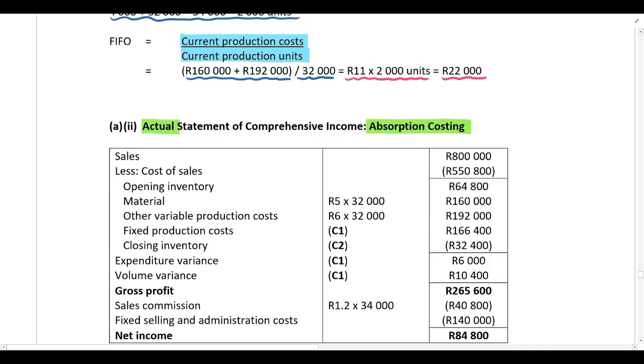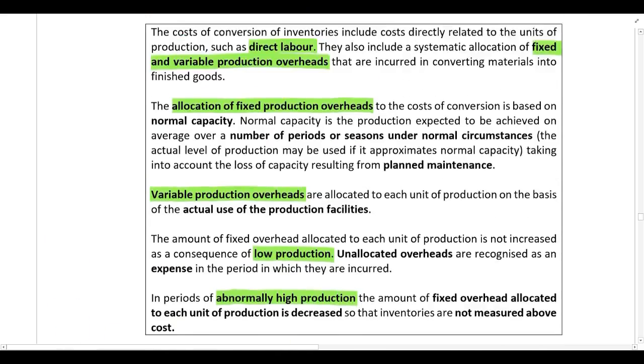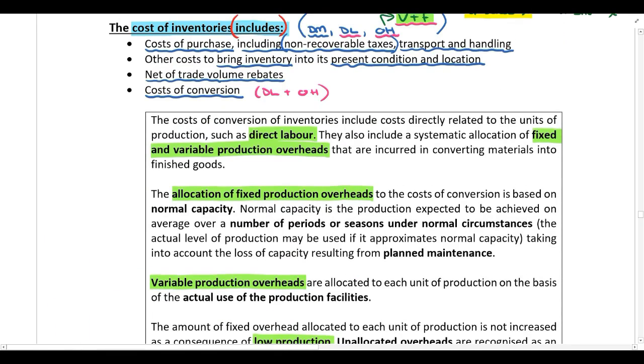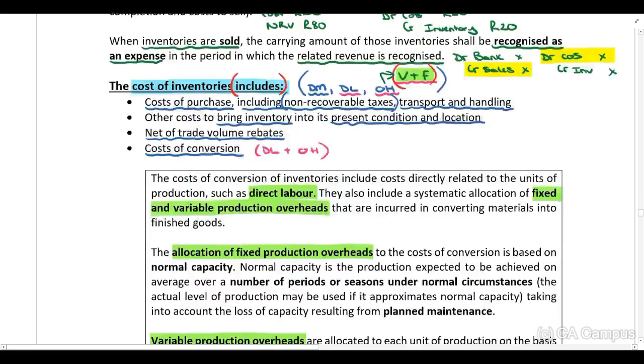Now, please remember the only difference between these two approaches is with absorption costing, we won't only include variable production costs in the cost of inventory, but we will also include our fixed production costs in the cost of inventory. Now, I want you to go back in your notes to where I gave you those extracts from IAS 2. I told you that with IAS 2, we are working with absorption costing, meaning that we include both our variable and our fixed production costs in the cost of inventory.